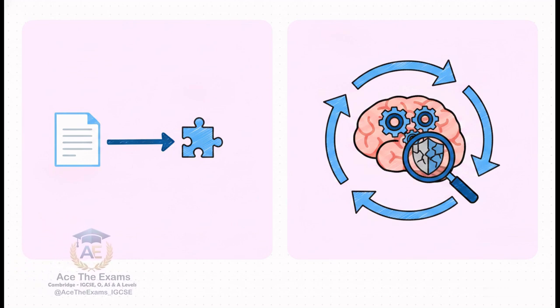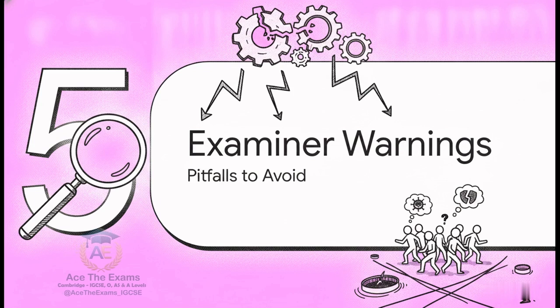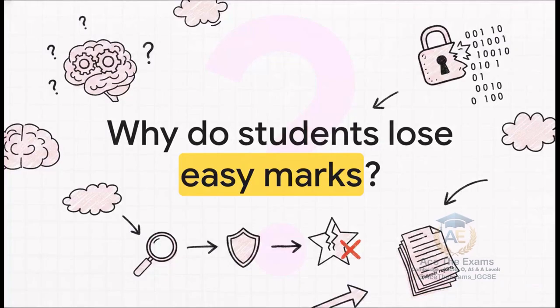Section 5. Examiner warnings. Pitfalls to avoid. Even with the best analytical framework in the world, things can go wrong under exam pressure. It is literally the million-dollar question, right? If candidates know the material, if they've studied the syllabus, why aren't they getting the grades? Well, the examiners have explicitly documented exactly what goes wrong in their past reports, and we need to pay close attention to this data so we don't repeat history.